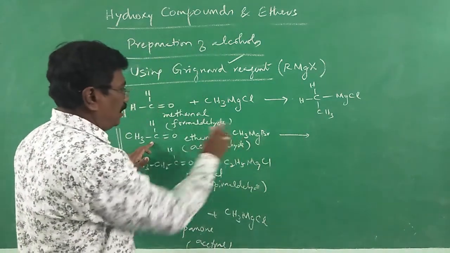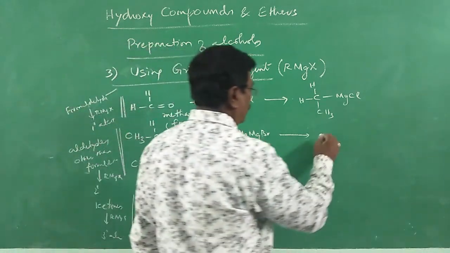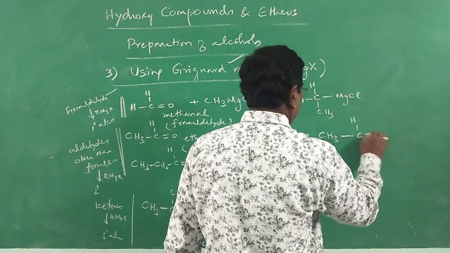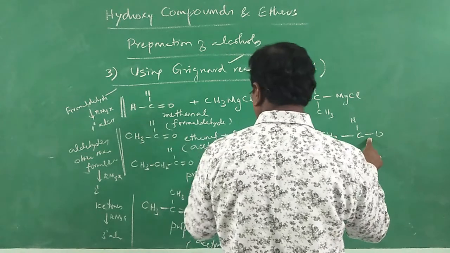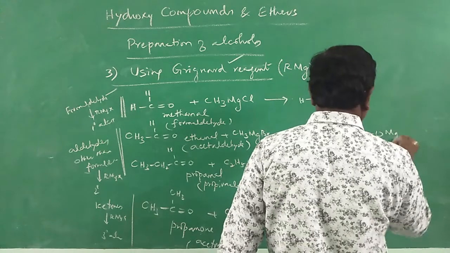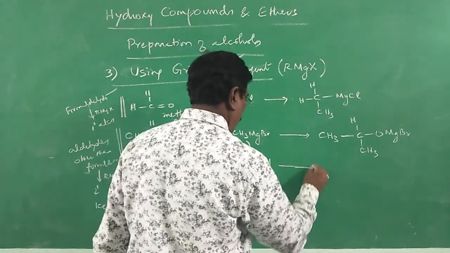Acetaldehyde, ethanal, with methyl magnesium bromide. Of course, I have written it here. No problem, you understand it. CH3CHO. Acetaldehyde, CH3, C double bond O, H. I made the double bond a single bond, with the methyl on the carbon and OMgCl on the oxygen. Here, same thing.